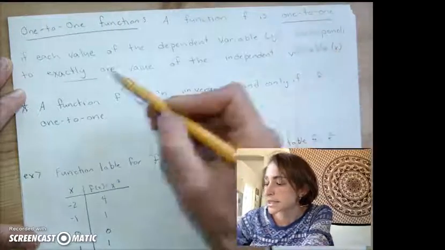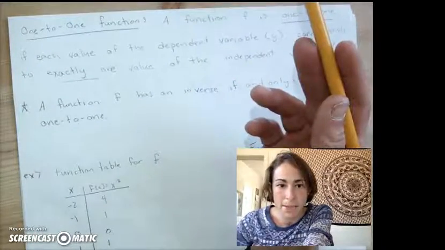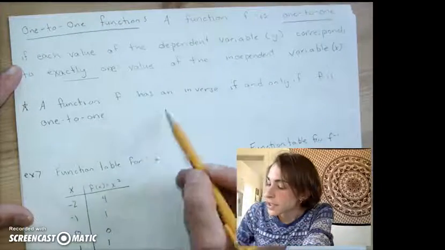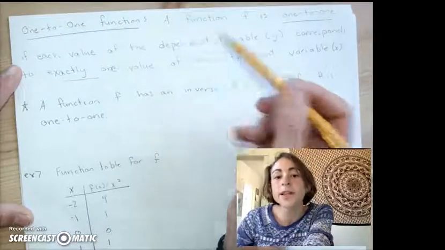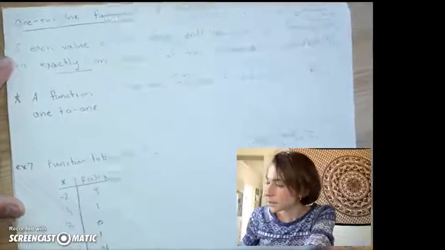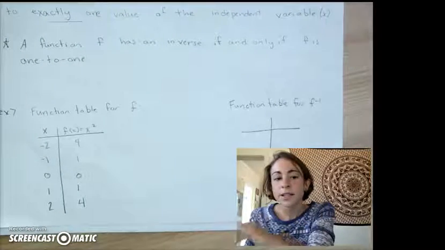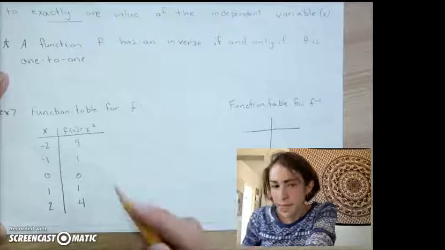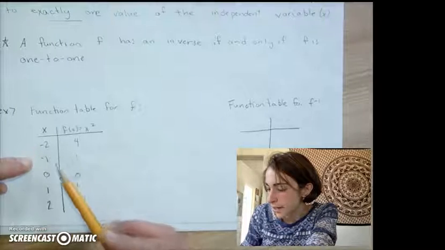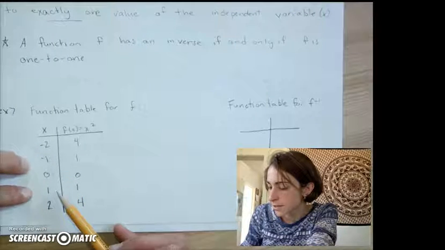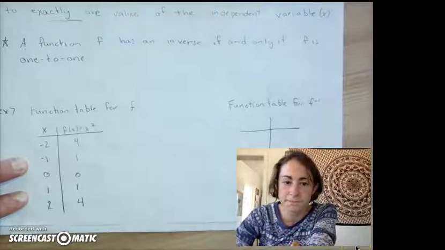An output has exactly one input. You can't plug in -2 and 2 and get the same output. And a function has an inverse if and only if it's one-to-one. So if you can check that this is true, then you know the function has an inverse. So I want to keep looking at the x squared function. Let's look at the table here. We'll be able to see from the table that it's not one-to-one, because here I have 2 x values, -1 and 1, that give me the same y value. They both give me an output of 1.